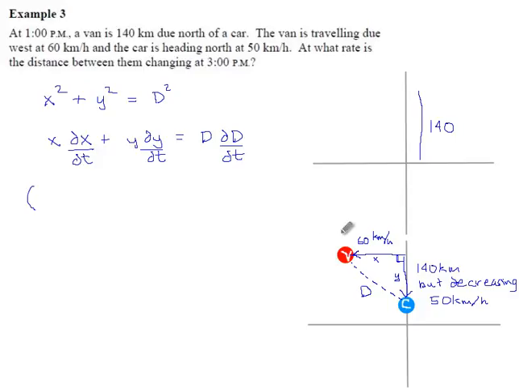x is this distance, and they're talking about, by the way, 3 o'clock p.m., meaning 2 hours after this whole exercise started. From 1 to 3 o'clock, 2 hours have gone by. So the van, at 60 kilometers an hour, should be 120 kilometers west. dx/dt is how fast that's increasing, which is 60 kilometers an hour. Plus, for y, we were at 140, then it went down 50, that would have made it 90, went down another 50, that would have made it 40 kilometers.